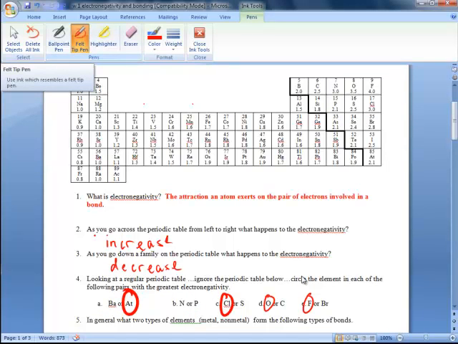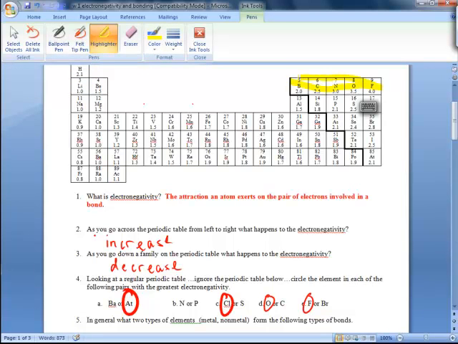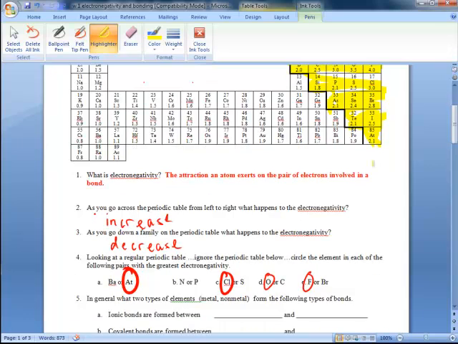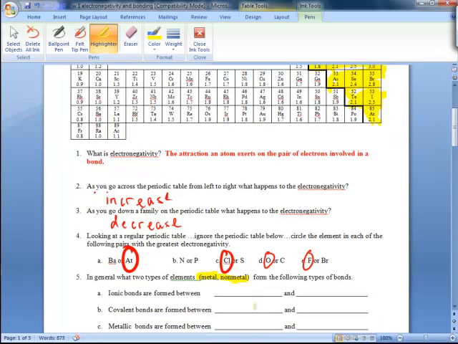Now I want to remind you that these elements are all nonmetals. That's what this line is for. This dark zigzag line separates metals from nonmetals. And so in the next problem, question number 5, they're saying which of the two types of elements, metals or nonmetals, form the following types of bonds?